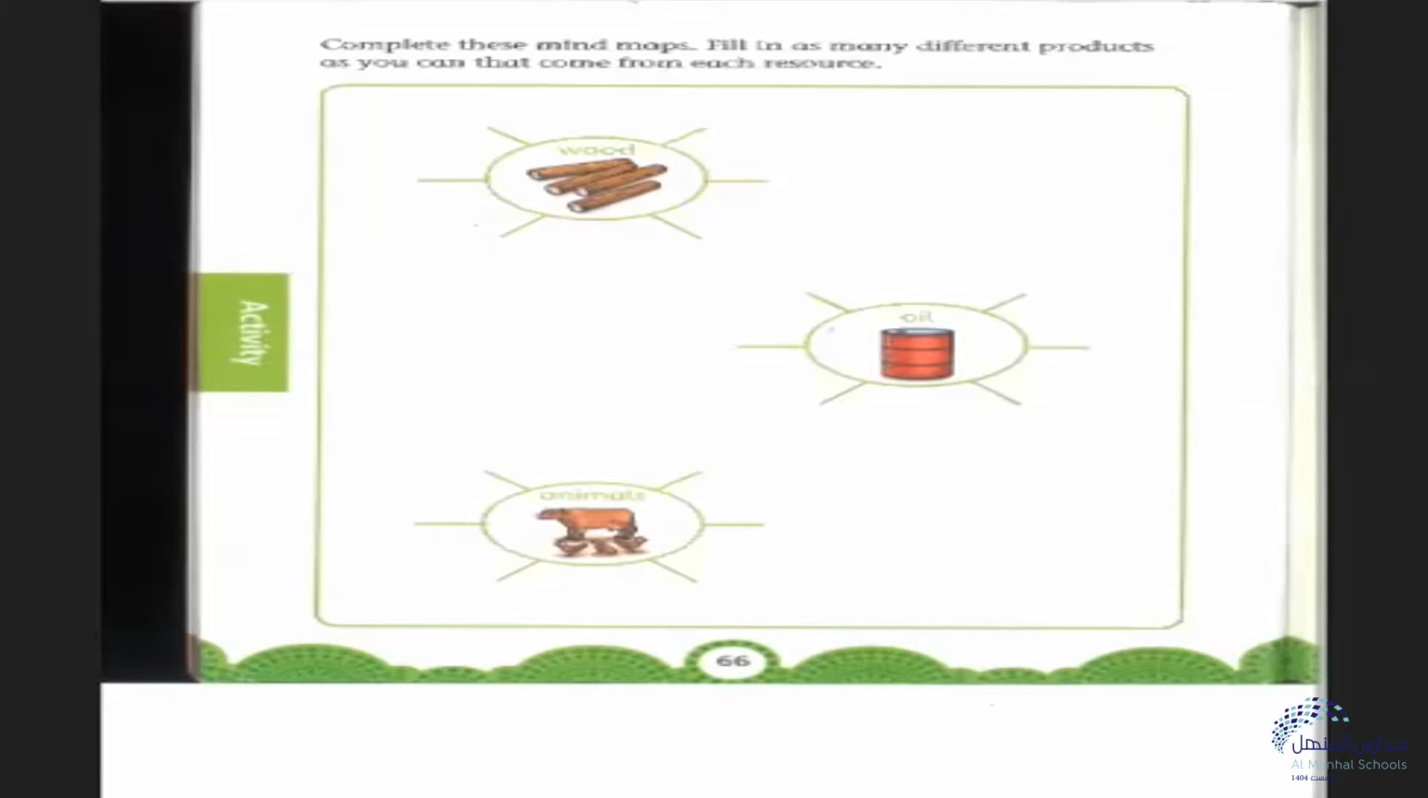Okay. Animal, you can see the 2 animals there. It's a cow and a chicken. So the products you get from the cow, you can say meat, milk. In the chicken also you get meat. You get eggs, and from a cow you get milk products. You can say cheese, chocolate. So those are the products you get from animals, a cow and chicken.